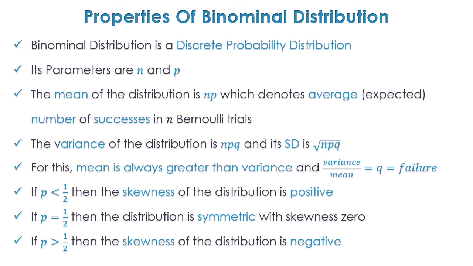This question is many times asked for 2 or 3 marks. You have to write double the number of characteristics than the given marks. That means for 2 marks, 4 characteristics, and for 3 marks, 6 characteristics. So how do you remember it? This is a discrete probability distribution. Parameters are n and p, mean is np, variance is npq, standard deviation is under root npq. Mean is greater than variance, variance upon mean is q, failure, p less than half is positive skewness, p more than half is negative skewness, and p equal to half is zero skewness. So actually it is quite easy, you just need to remember them like this.